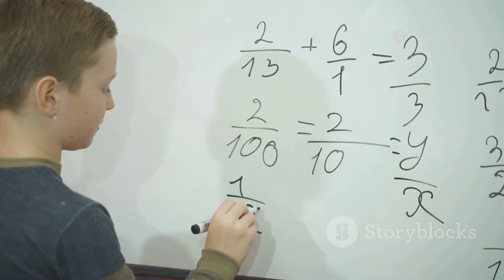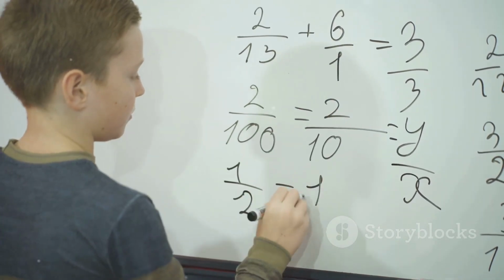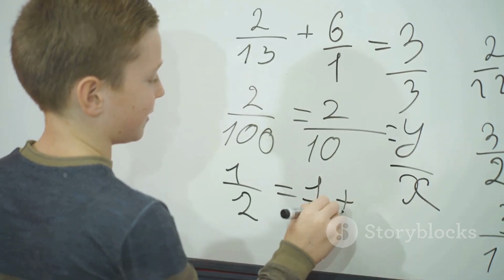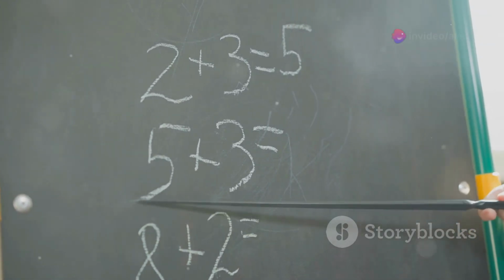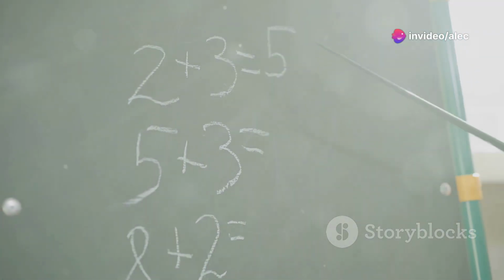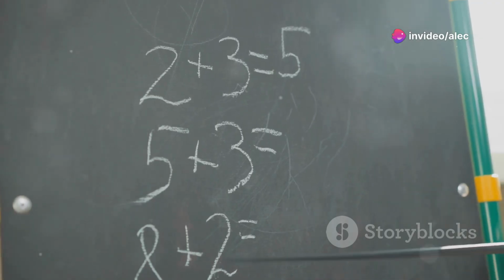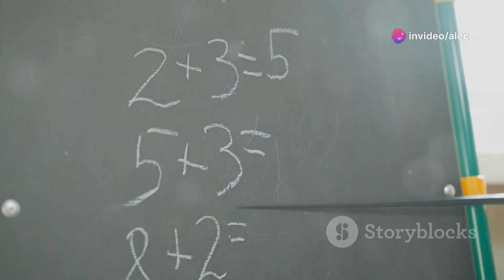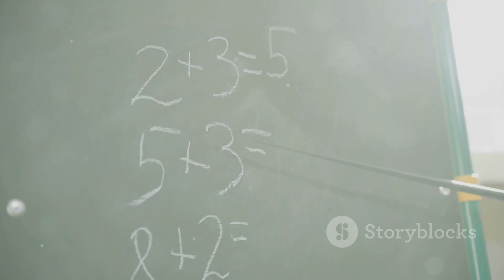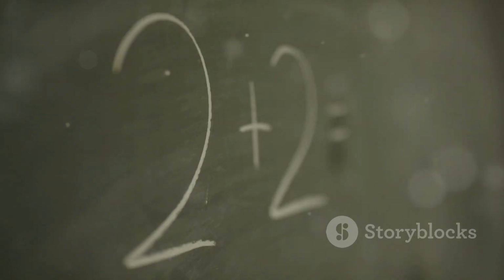To add or subtract fractions, they need to have the same denominator. That's the bottom number. For example, if you have 1/4 and 3/4, you just add the numerators, which are the top numbers. 1 plus 3 is 4, so you get 4/4, which simplifies to 1. Easy, right? But what if the denominators are different?